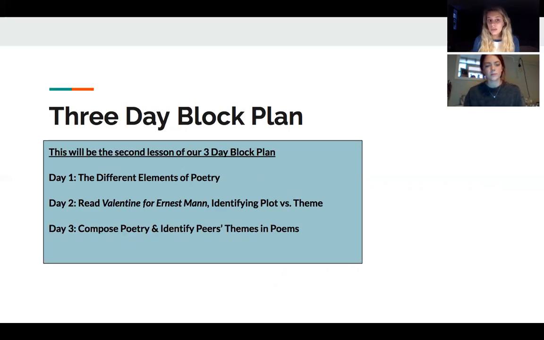And then on the third day, we'll complete this block plan with having the students compose their own poetry, and then switching with their peers and trying to identify the themes and elements within each other's poems.